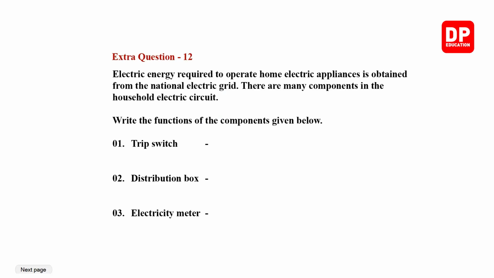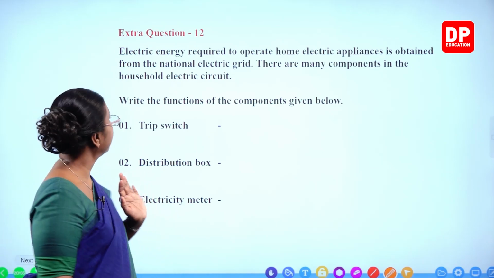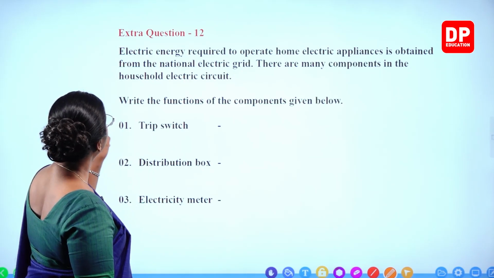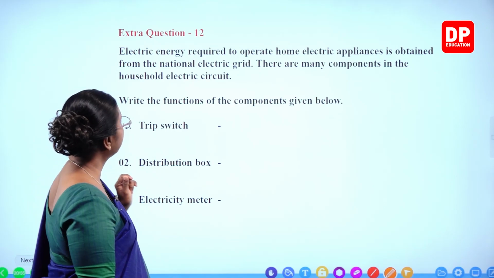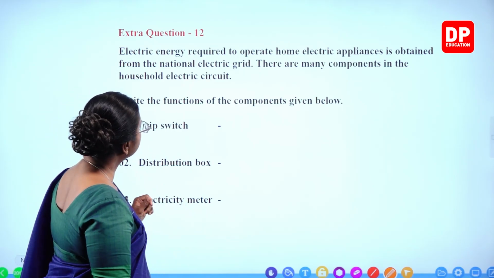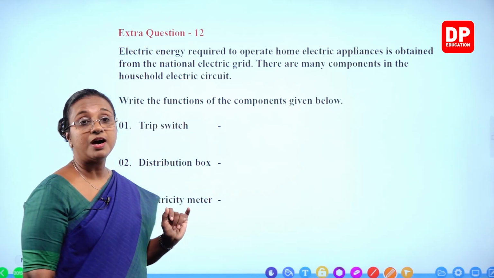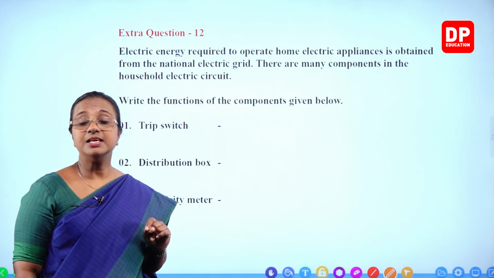Extra question 12. Electric energy required to operate home electric appliances is obtained from the national electric grid. There are many components in the household electric circuit. You all can remember that. Write the functions of the components given below. So you need to write the functions of these components: trip switch, distribution box, and electricity meter.